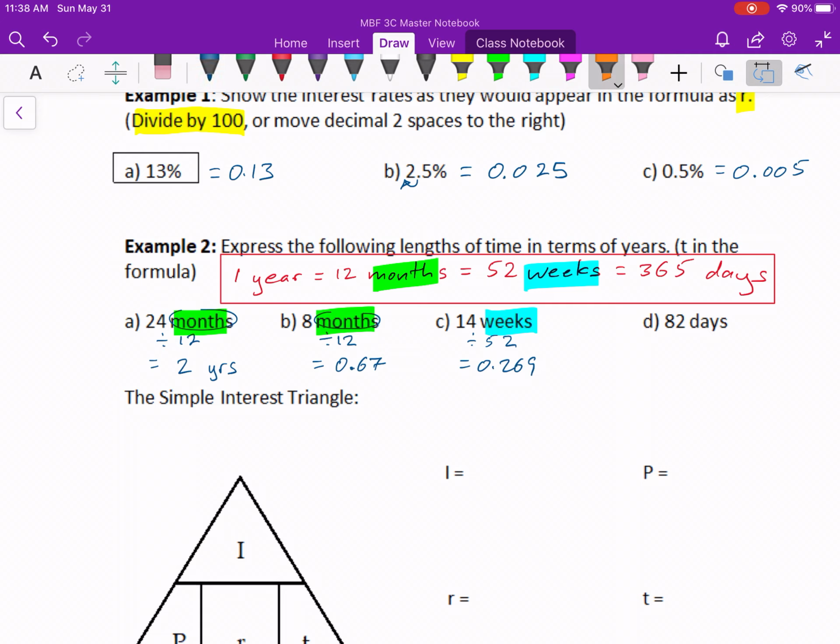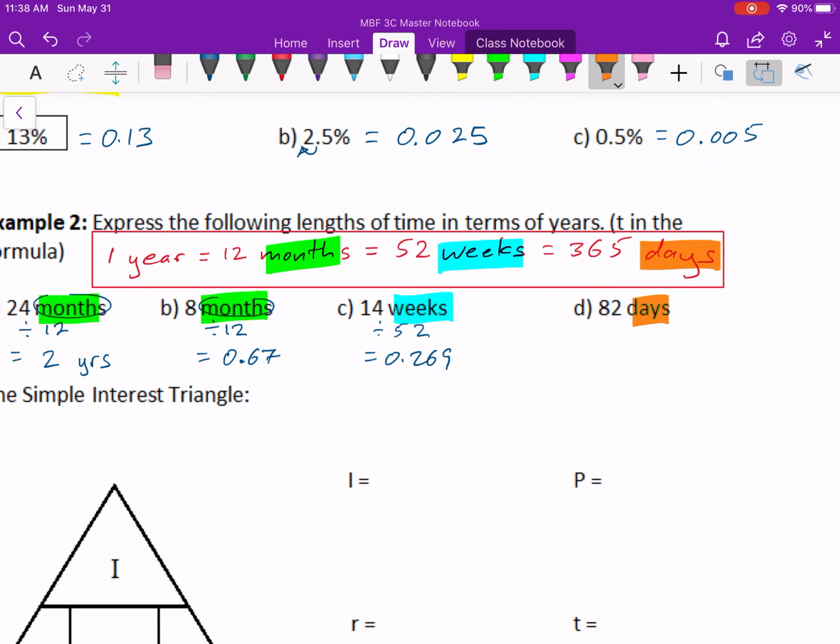And then for days, there's 365 days in a year, so I'm going to divide that 82 by 365 to find out how many years that is. Again, it's less than a year, but we need to have the specific amount, so 0.225.